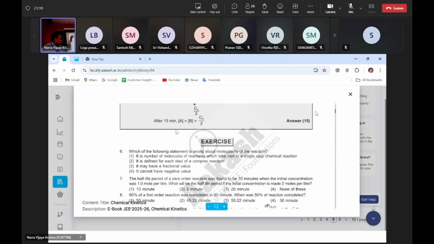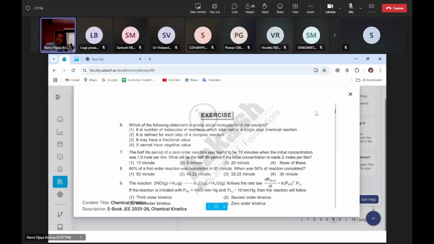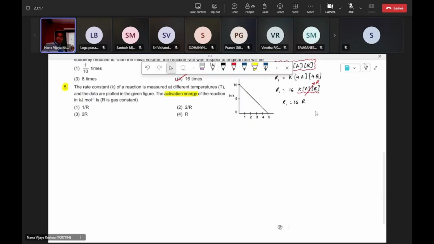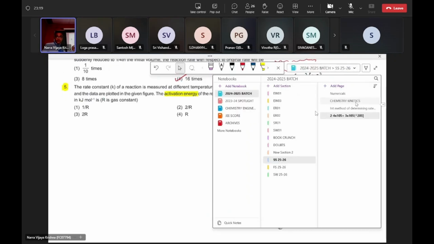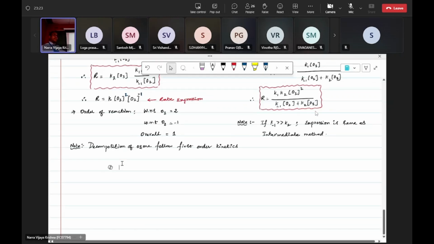After that, we have to go for exercise, right? Now, before going to this expression, they gave one side heading. What is it? Pseudo unimolecular reaction. So first I will take that side heading and I will come back. Okay. So first we are discussing pseudo unimolecular reactions.